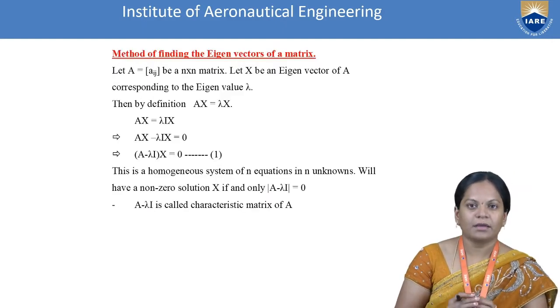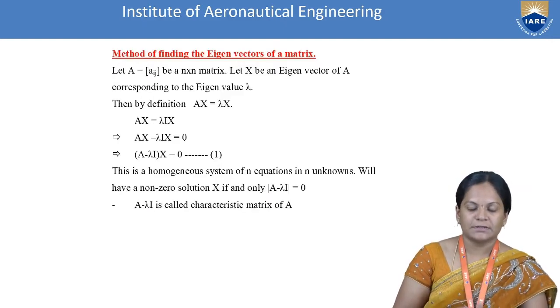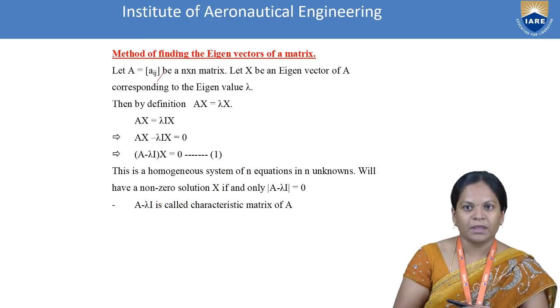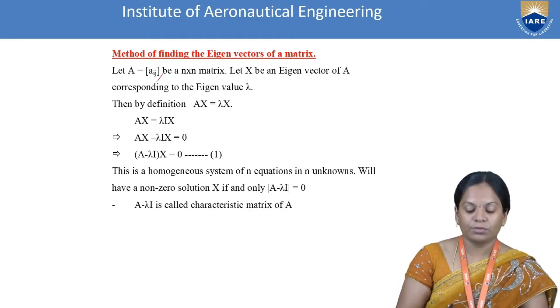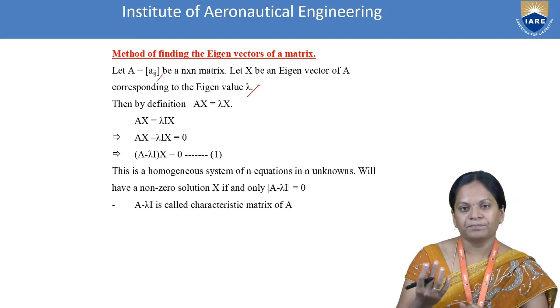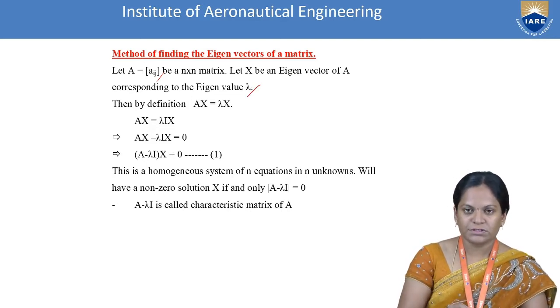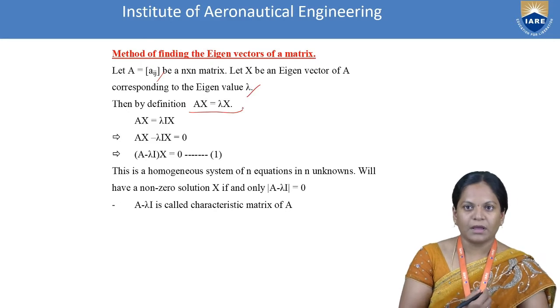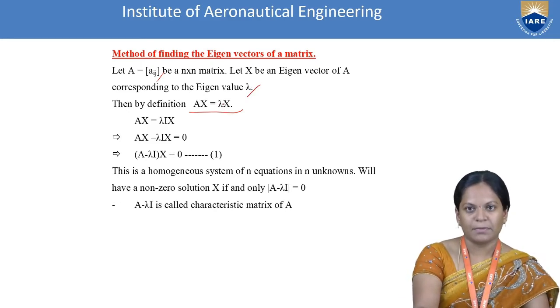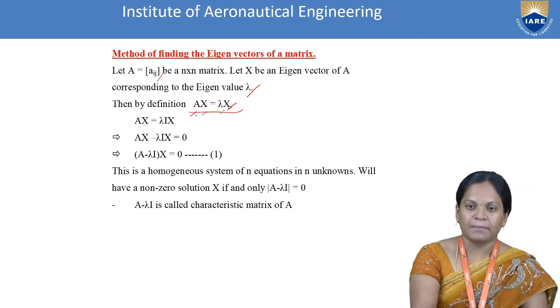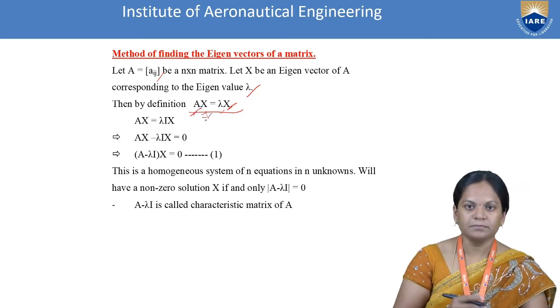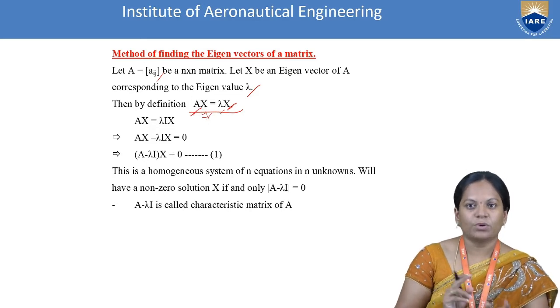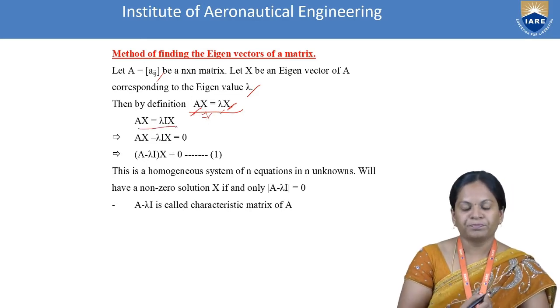So, the method of finding the eigenvectors of a matrix. Suppose we consider A as the n by n matrix Aij and x as the eigenvector of capital A. Corresponding to each eigenvalue lambda we can get the eigenvector. So for that, by the definition, I am writing Ax equal to lambda x. Here x is a vector, lambda is a scalar, and on the left hand side A is a matrix and x is the eigenvector. So Ax equal to lambda into I into x.